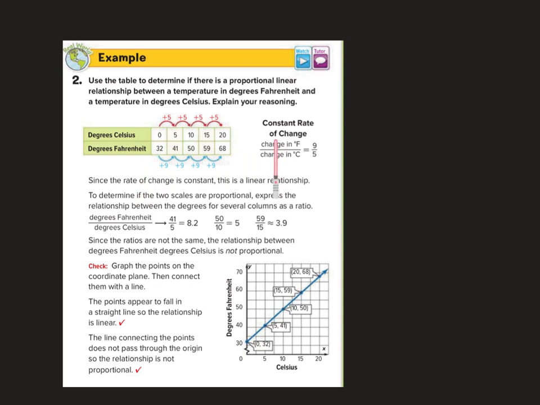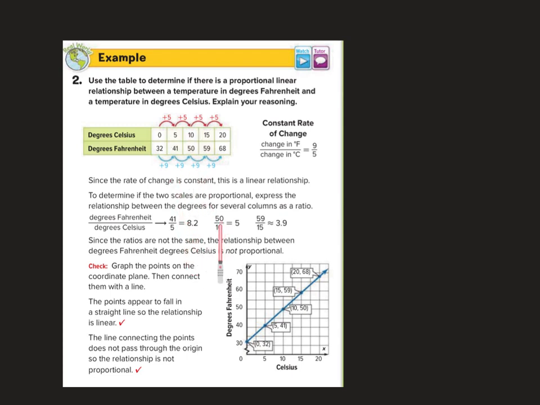So right now we're consistently adding 5 each increment for degrees Celsius and adding 9 for each increment in degrees Fahrenheit. So when we look for a constant rate of change, we've got the change in Fahrenheit, which is plus 9, over change in Celsius, which is plus 5. Since the rate of change is constant, this is a linear relationship. To determine if the two scales are proportional, express the relationship between the degrees for several columns as a ratio. So we can take 41 over 5, which is 8.2.